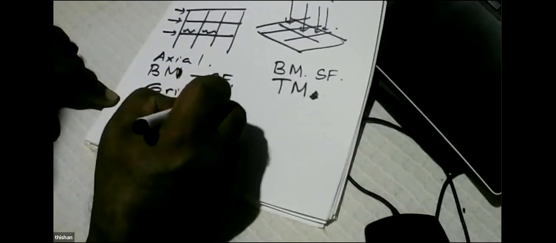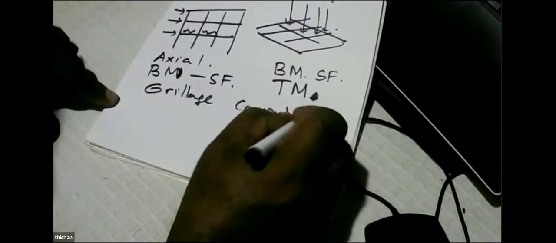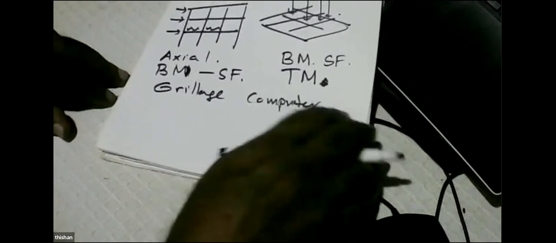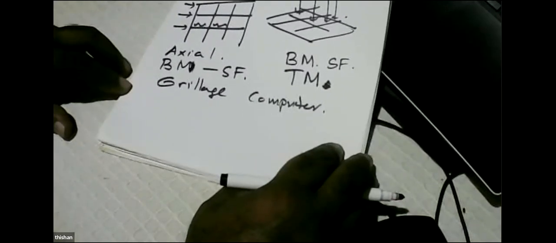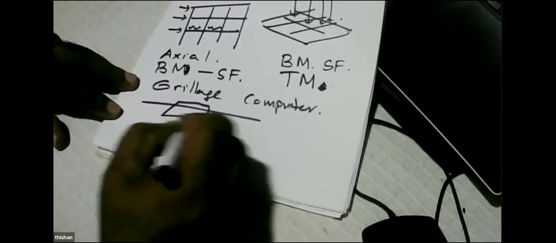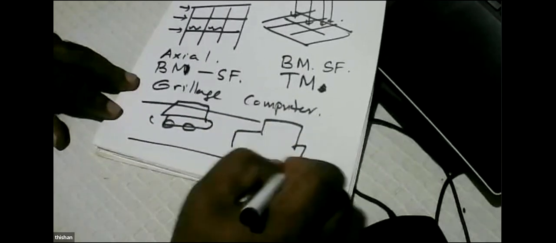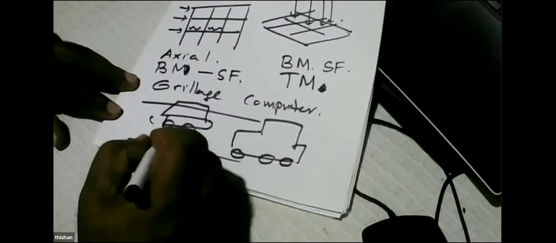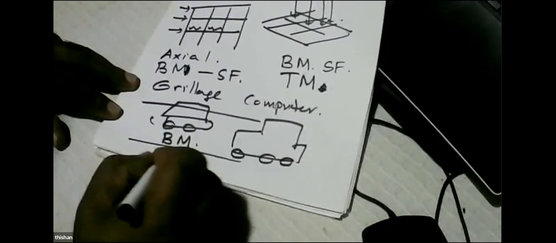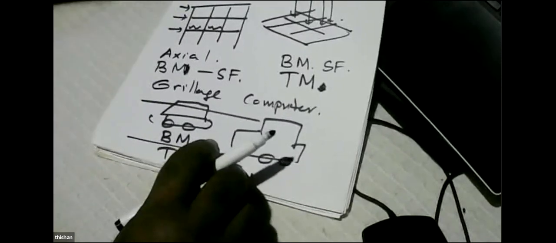And this grillage modeling using computers made the life of the bridge engineers extremely simple, because earlier the problem is that you have a plate, you have different vehicles using it, and finding the bending moment, torsional moment, and shear force was a huge task.